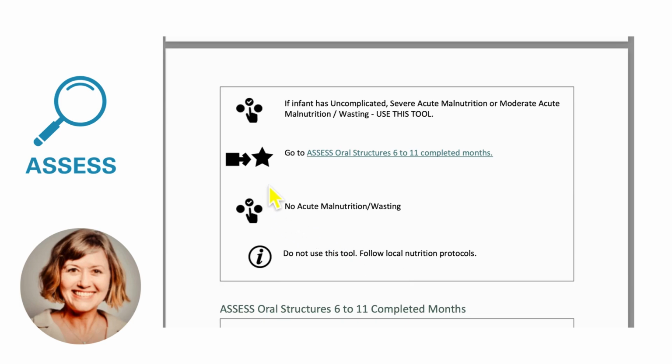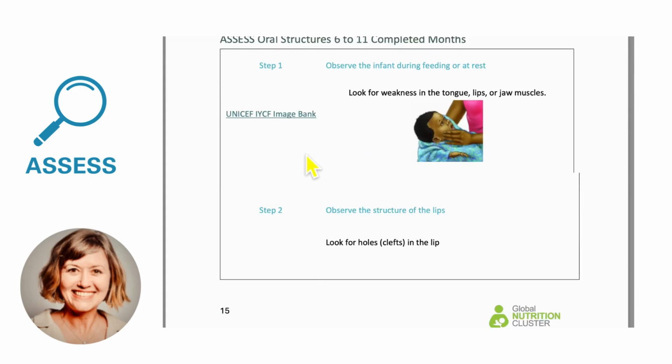So for this demonstration, we're going to say that we've selected this category, and we're going to click on the link for Assess Oral Structures. That takes us to instructions of how we can assess the oral structures for this age range. Step 1, we'll observe the infant during feeding or at rest. Look for weakness in the tongue, lips, or jaw muscles.